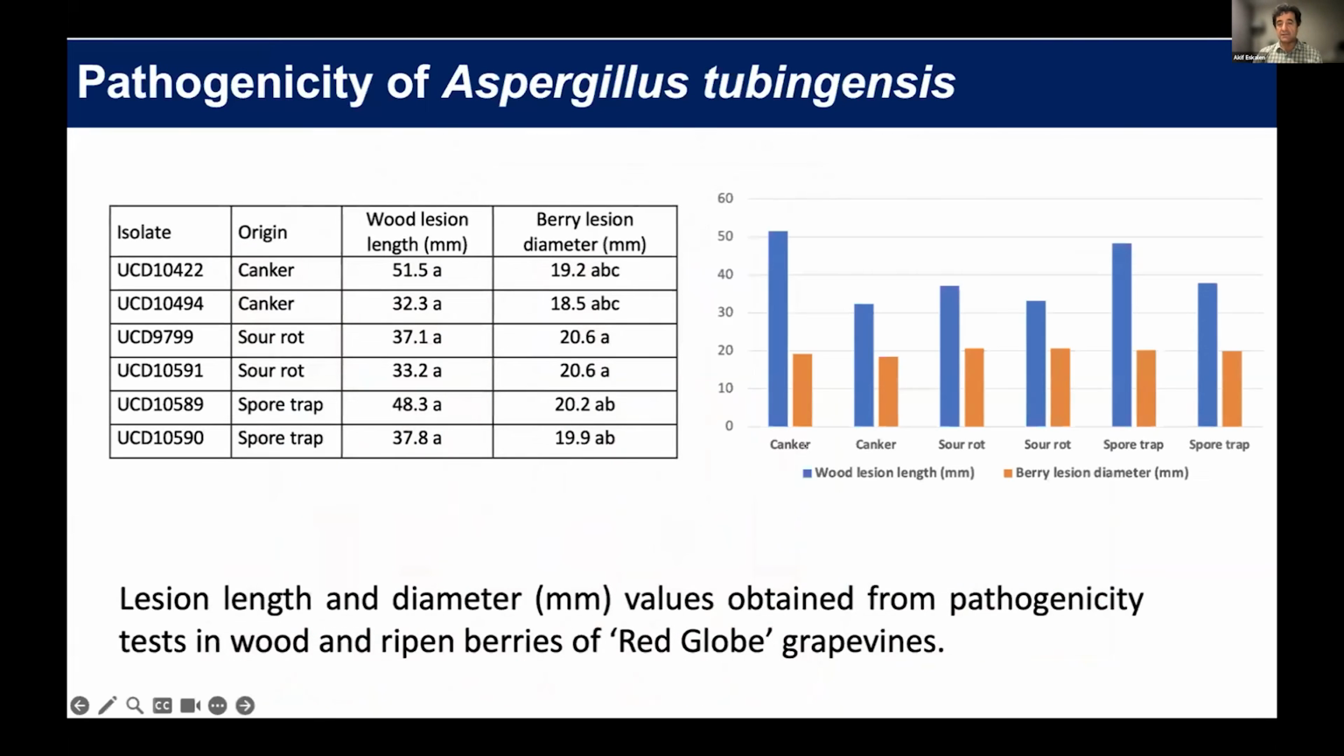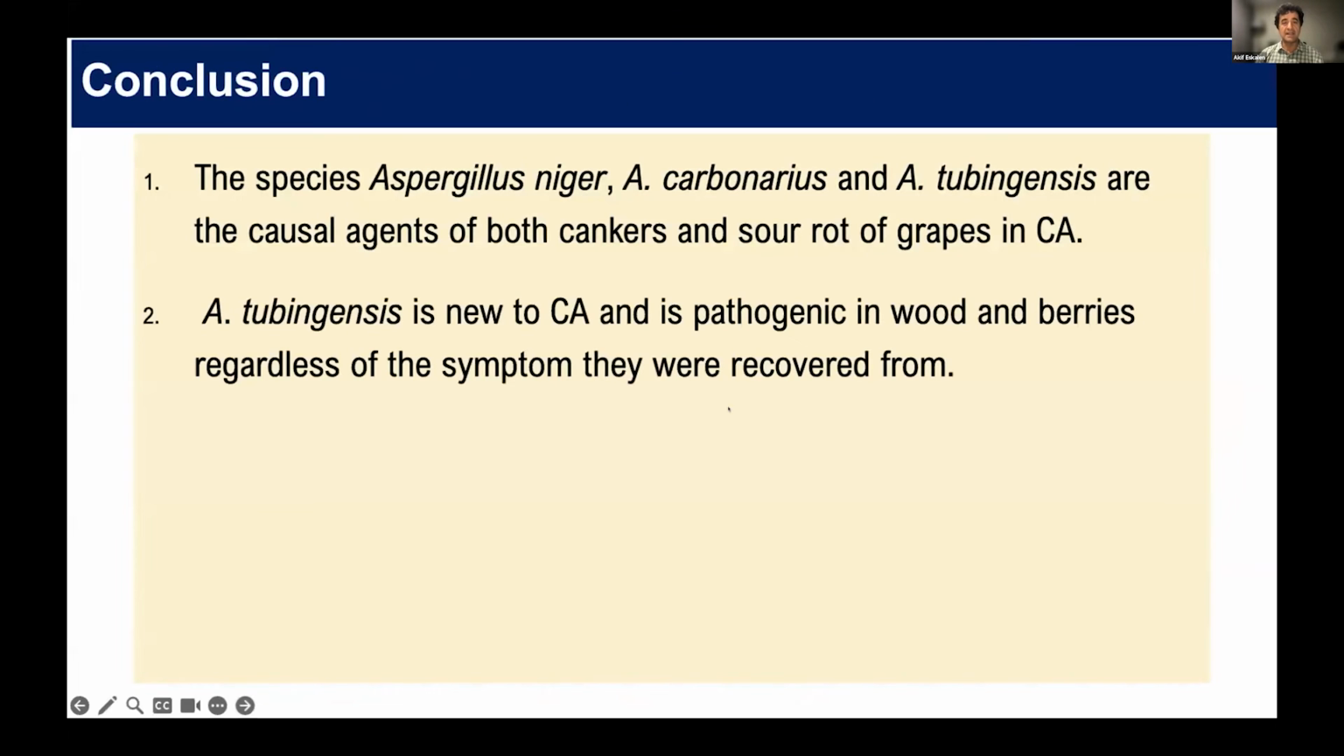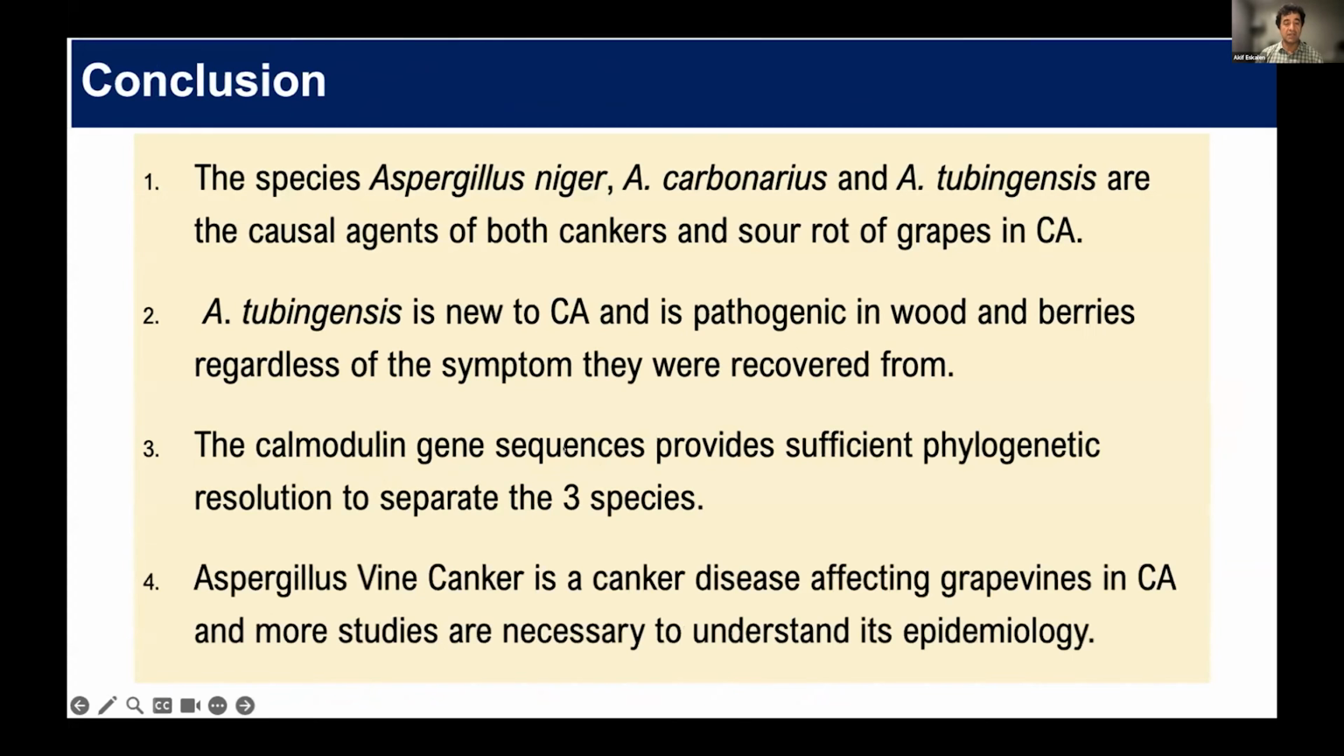And these are the results from the pathogenicity test, and they all show that they are aggressive on both tissues. These are the conclusions: we have three different Aspergillus species, and they can all be pathogenic. We used the one calmodulin gene, which is able to separate these pathogens from each other, and there are more ways to do that.